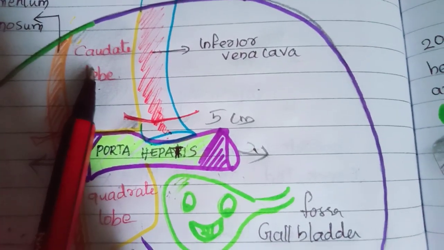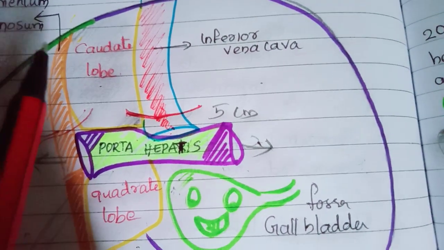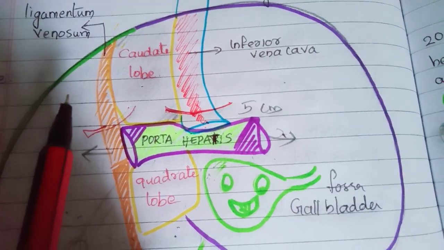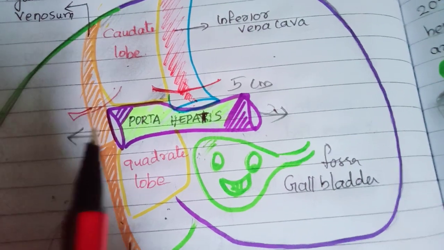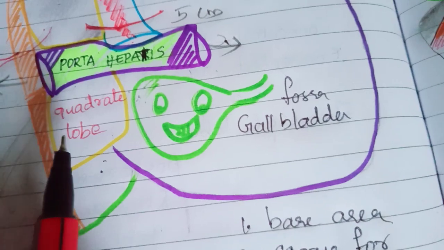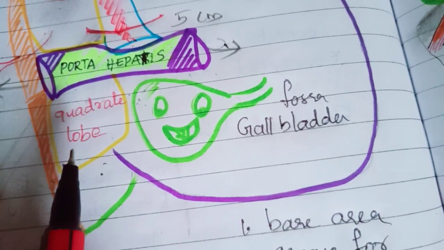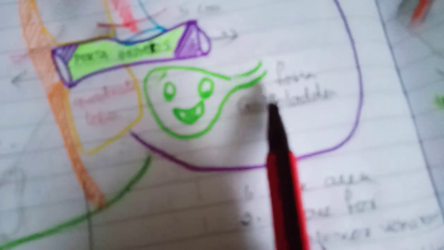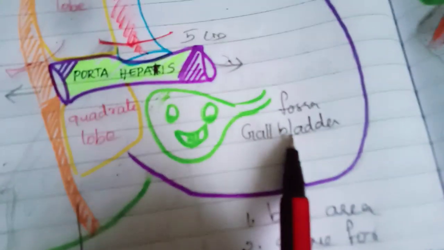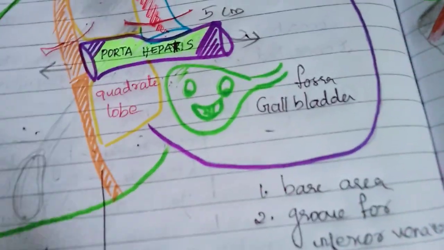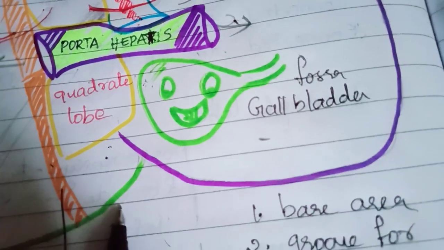So caudate lobe and quadrate lobe are there. In the caudate lobe, the right side is the inferior vena cava, the left side is the ligamentum venosum, and inferiorly we have the porta hepatis. Then we have another lobe called the quadrate lobe. In the quadrate lobe, the right side is the fossa for the gallbladder and the left side has the ligamentum teres. This is all about the quadrate lobe.